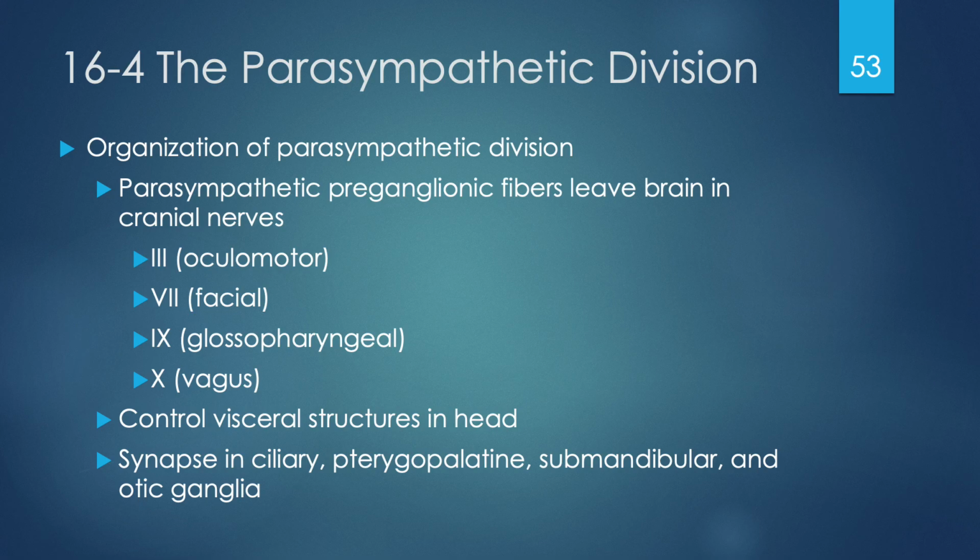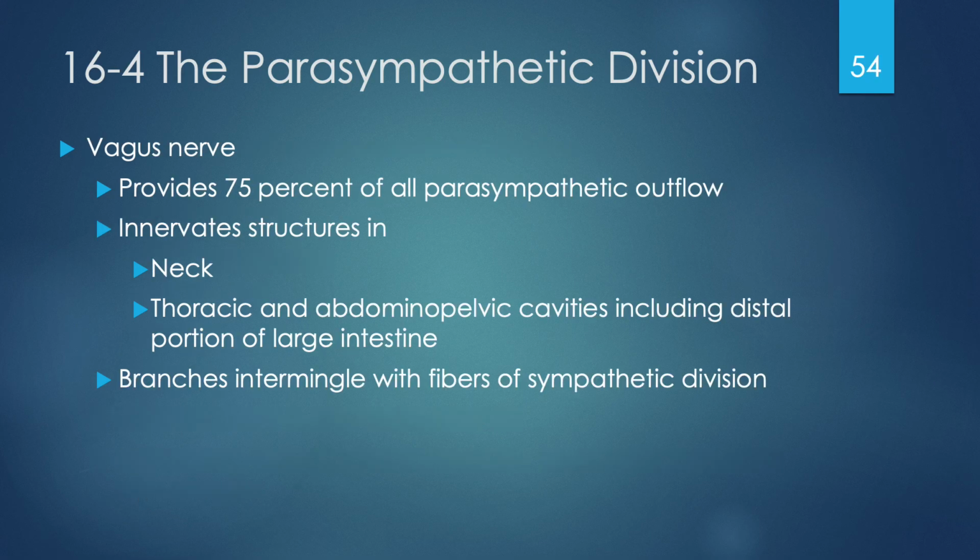The vagus nerve, our wanderer, cranial nerve 10, is responsible for providing about 75% of all the parasympathetic outflow. So it will innervate structures all along the way as it wanders down in our neck and down to our thorax and our abdominal pelvic cavities, including even a distal portion of our large intestine. The branches of the vagus nerve are going to intermingle with fibers of the sympathetic division because they're going to the same places.